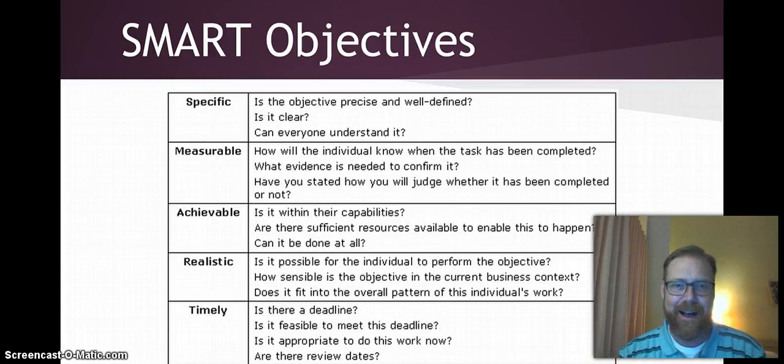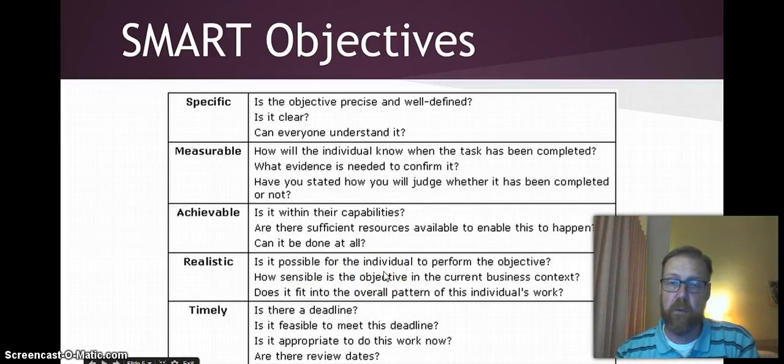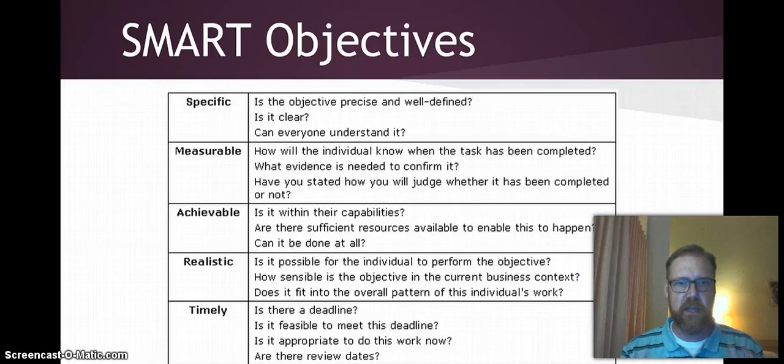That's really important. And it connects very closely to this realistic part. And so it has to be realistic in order to be achievable. In other words, is it possible, not just for the individual, but for your organization to perform the objective? And how sensible is the objective in the current context? We're not businesses, right? But we often use these kinds of things in the business world. And does it fit into the overall pattern of your organization's work? So this is going to help us understand whether or not it's realistic for you to accomplish this, and whether, if it's realistic, it's actually achievable.